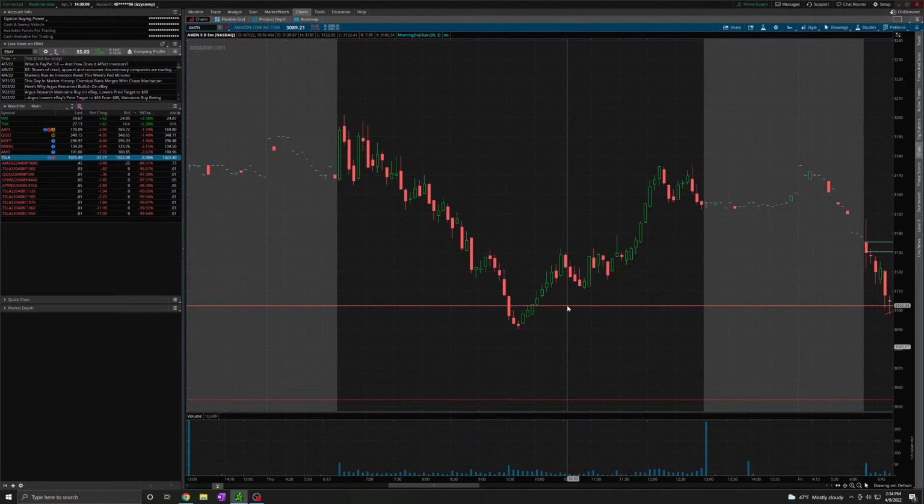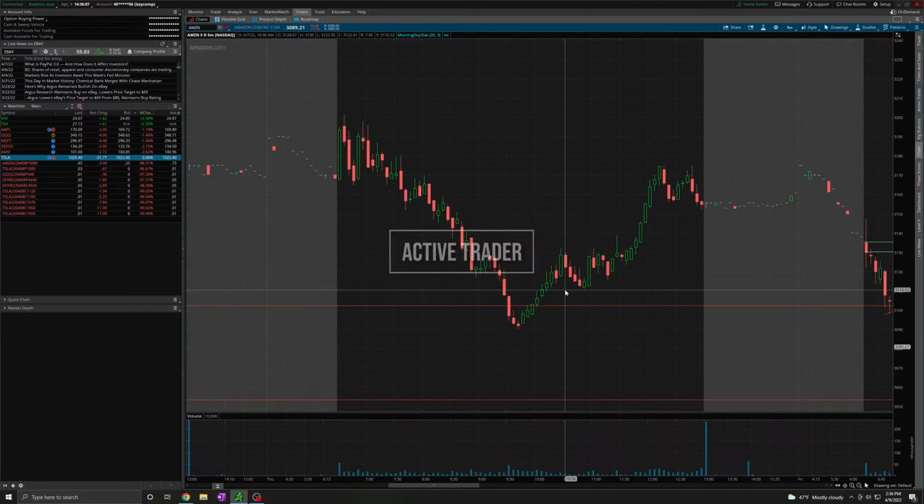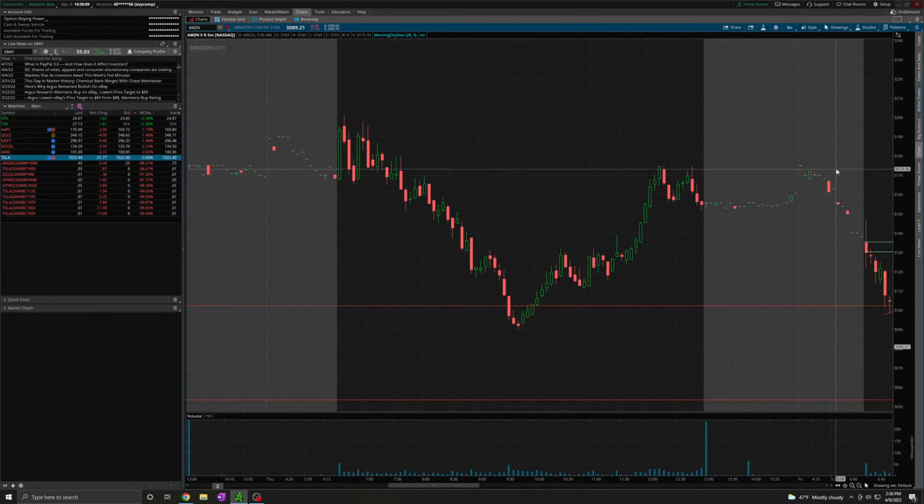So the first thing that I want to talk about is using the Active Trader tab. If you have never tried it before, active trading is a must. It's customizable. There's a lot of things I'll show you right now. On the right side, we have chart enabled. That's where we can see everything that we see now.